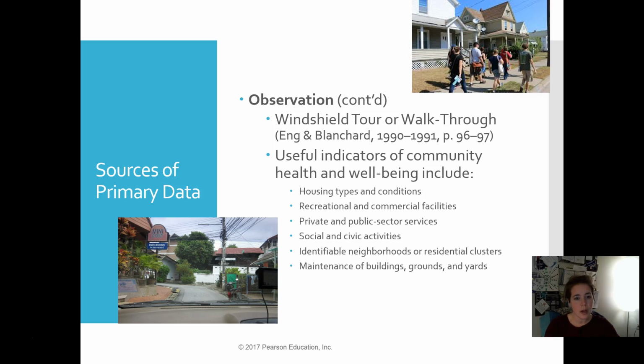So when you're doing an observation technique or engaging in one for primary data collection for a needs assessment, it's important to, again, not just look at the needs, but look at the assets that are there that you can then build upon with the coalition that you formed to do this needs assessment.